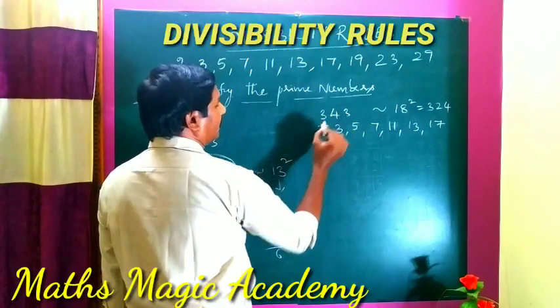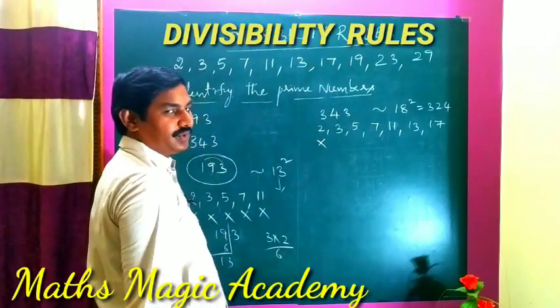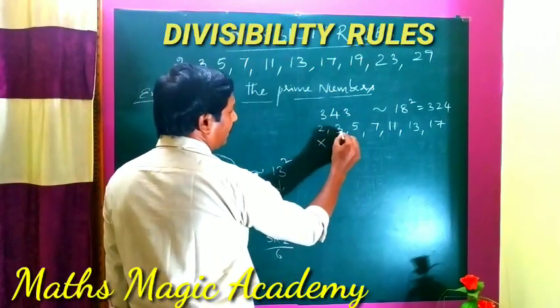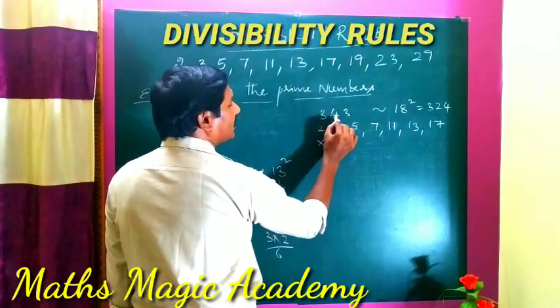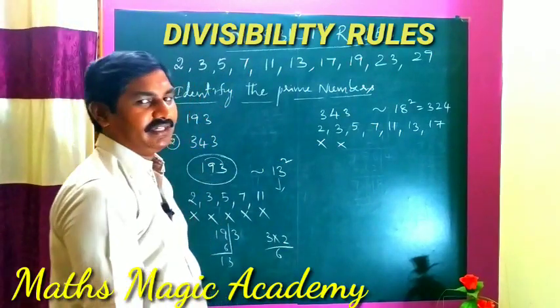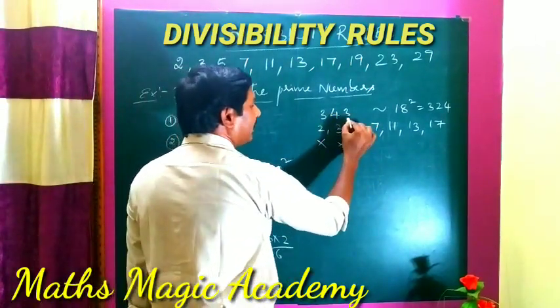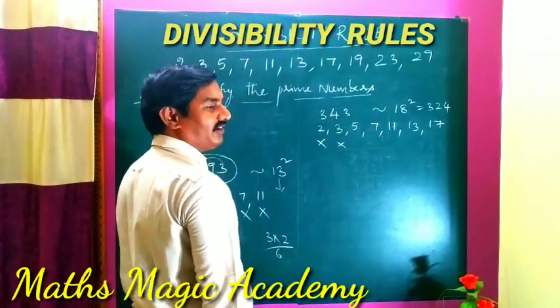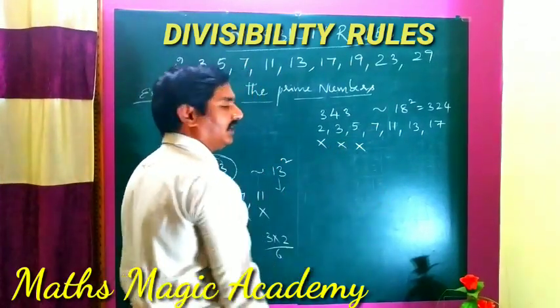Now 343 is not divisible by 2. Why? Because it is an odd number. Now is it divisible by 3? 3 plus 4 is 7, 7 plus 3 is 10. So it is also not divisible by 3. And 5: it doesn't end with the digit 5 or 0. So it is not divisible by 5.